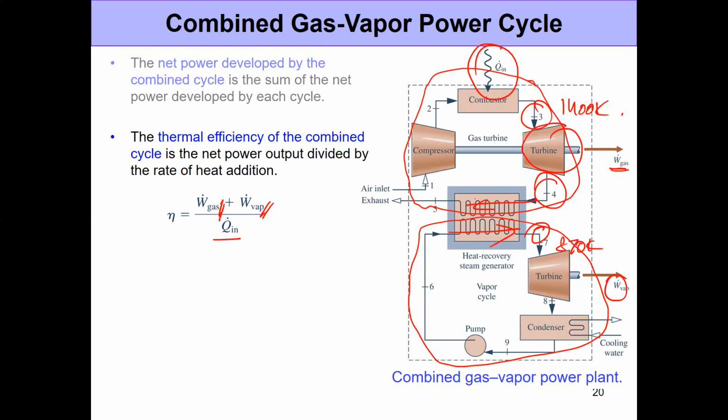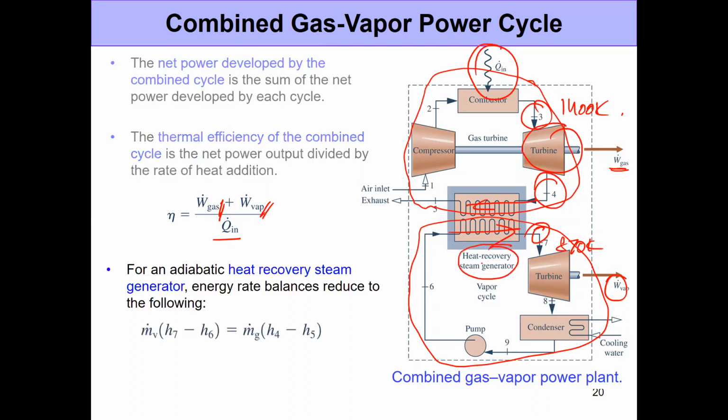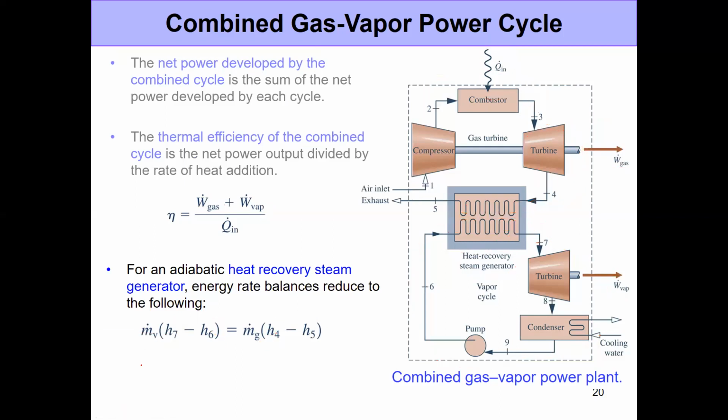Now, when we're talking about an ideal, or an adiabatic, heat recovery steam generator, we are assuming that there are no heat losses to its surroundings. All the heat transfer occurs between the hot fluid and the cold fluid. And if you apply an energy balance, you simply get that the enthalpy gained by the vapor, m dot v times (h7 minus h6), is equal to the enthalpy lost by the hot fluid, which is the gas turbine exhaust, and it shows up as m dot g times (h4 minus h5).